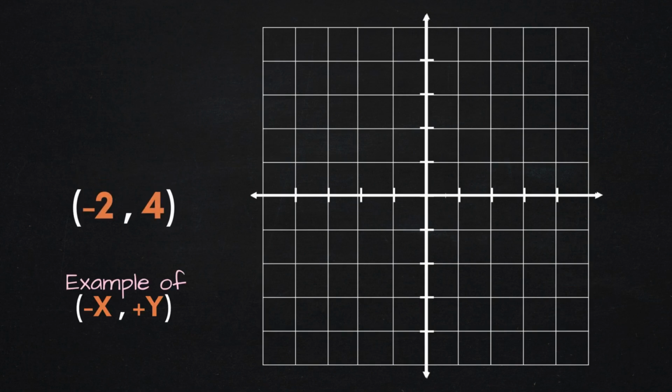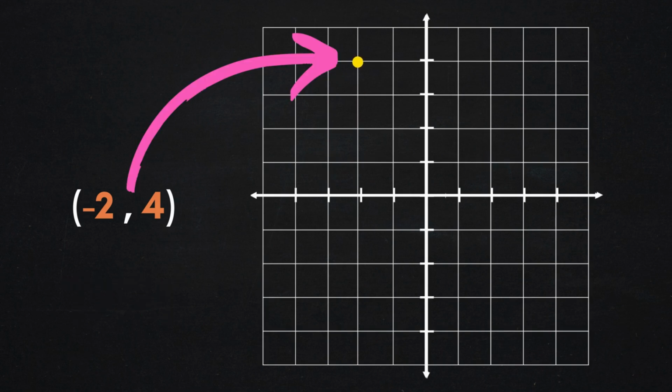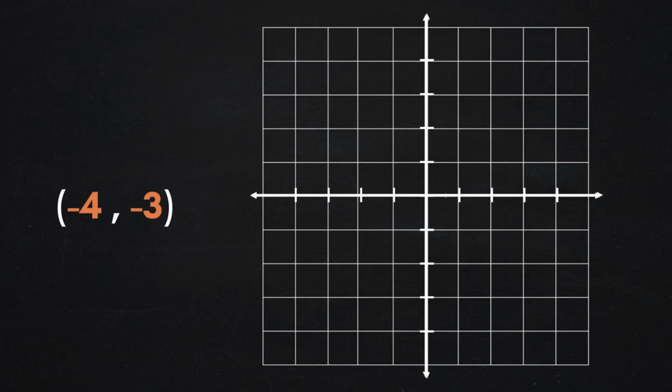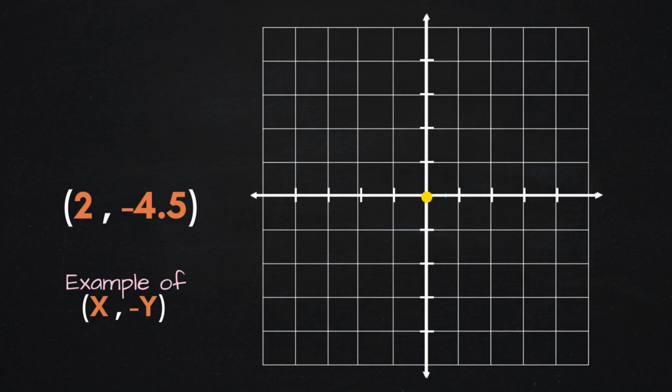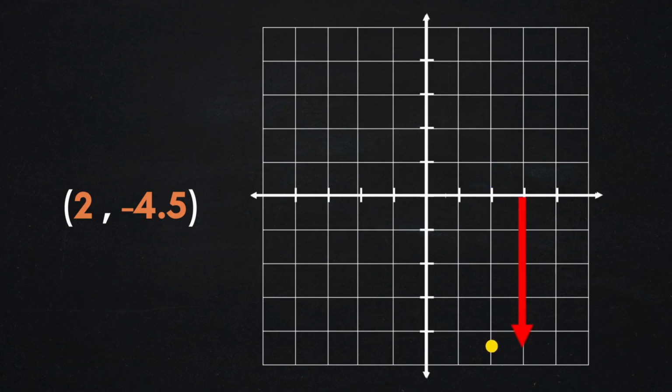(-2, 4). Start at (0, 0). Move 2 units to the left along the x-axis, which is in negative direction. Then, move 4 units up along the y-axis in positive direction. (-4, -3). Start at (0, 0). Move 4 units to the left along the x-axis in negative direction. Then, move 3 units down along the y-axis, which is in negative direction. (2, -4.5). Start at (0, 0). Move 2 units to the right along the x-axis in positive direction. Then, move 4.5 units down along the y-axis in negative direction.